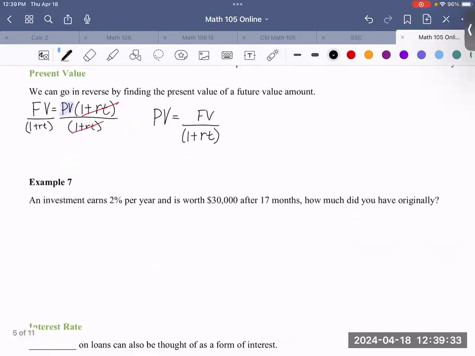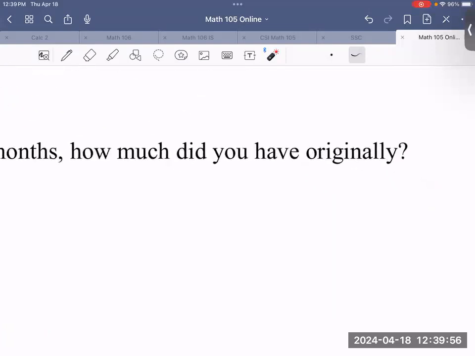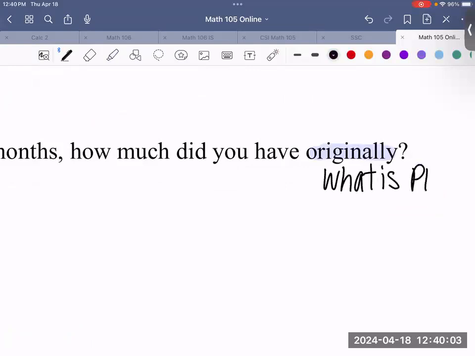So let's get into your next problem. It says an investment earns 2% per year and is worth $30,000 after 17 months. How much did you have originally? So a lot of students get hung up on a question like this. Use keywords. How much did you have originally means your present value. Sorry, I may have said future. What is your present value? Present value is your original, your initial.